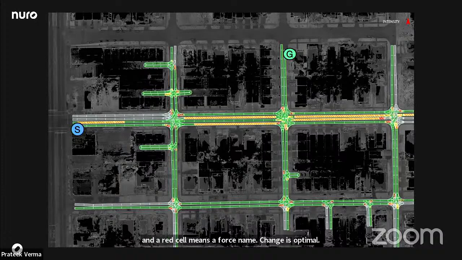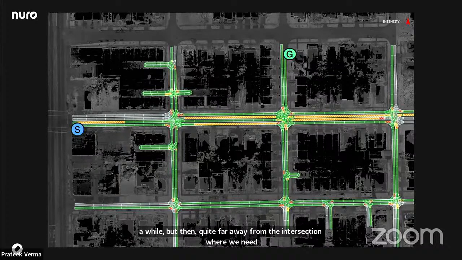So in this case, you can see that starting from point S, the policy has us continue along the rightmost lane for a while, but then quite far away from the intersection where we need to left turn, it tells us we need to start thinking about lane changes.